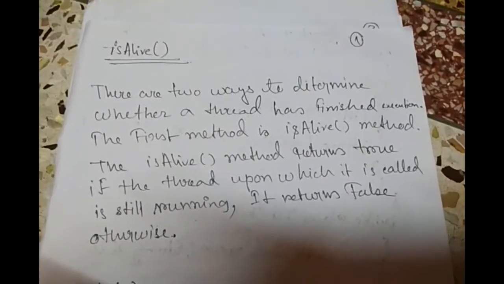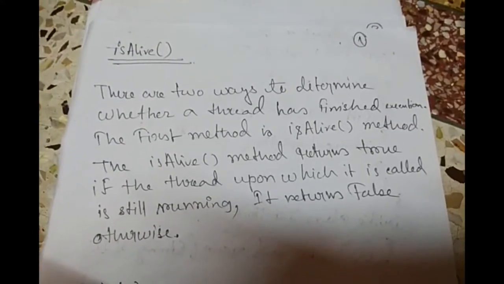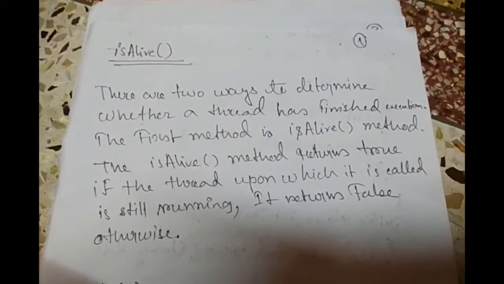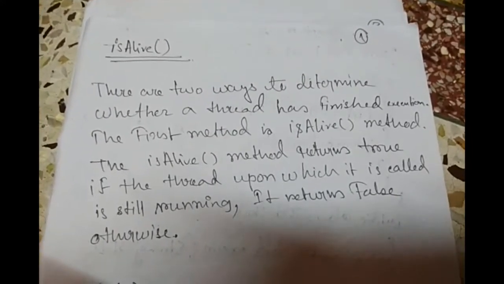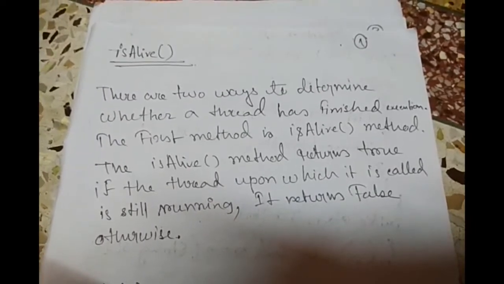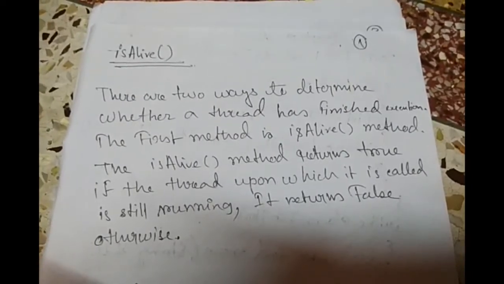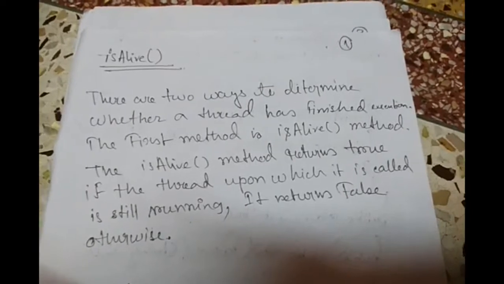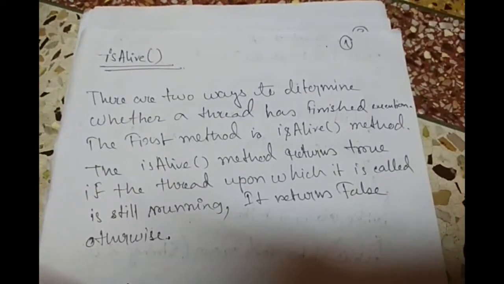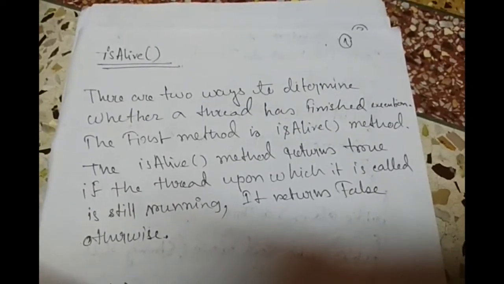The isAlive method returns true if the thread upon which it is called is still running. It returns false otherwise. That means this method returns true or false values depending upon whether the execution of the thread is completed or not. Whenever a thread completes its execution, isAlive returns false. Whenever the thread is running, isAlive returns true.